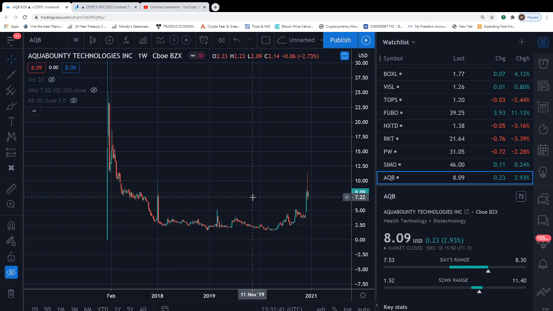Guys, we got a request for AQB, Aqua Bounty Technologies. We're going to take a really quick look at this. I found some interesting levels. And if you're just joining us, welcome in. It's really simple what we're going to do. We're going to find support, resistance, and patterns to determine the market's direction.